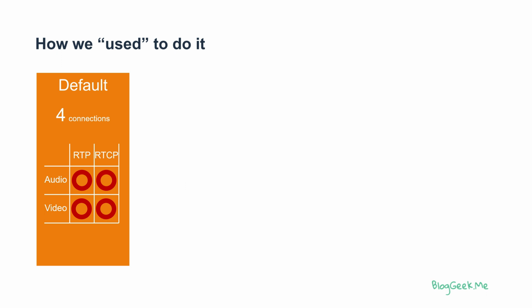Now, this is how things used to be before WebRTC. By default, we had four connections, as we've seen. Two for audio and two for video, RTP and RTCP, one for each audio and video.